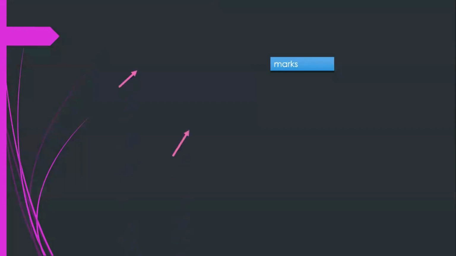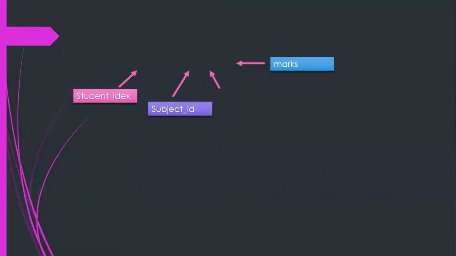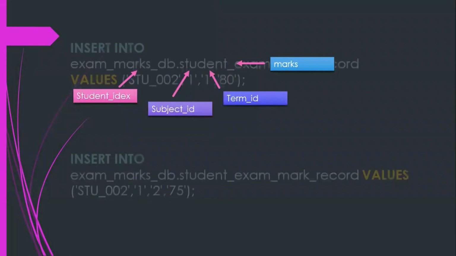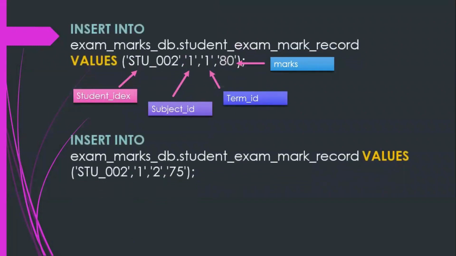Okay, so now there's a specific format for this. It's the student index number, subject ID, and term ID. Now I have taken an example. Over here, you can see that I have inserted our insert into statement, and then I have added our database name and the student exam mark record, that's our table, and then I have inserted the values like this.